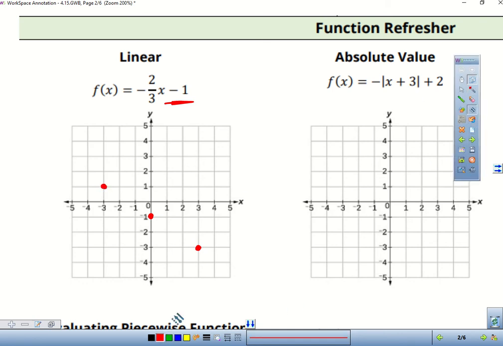So does everyone in here feel comfortable with graphing a linear function? Okay.